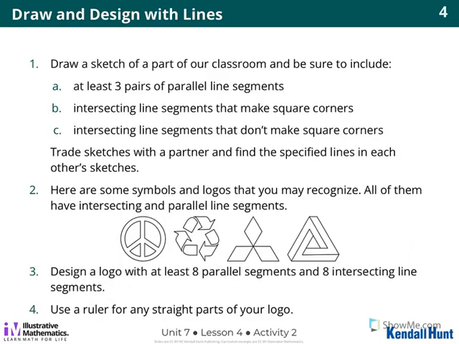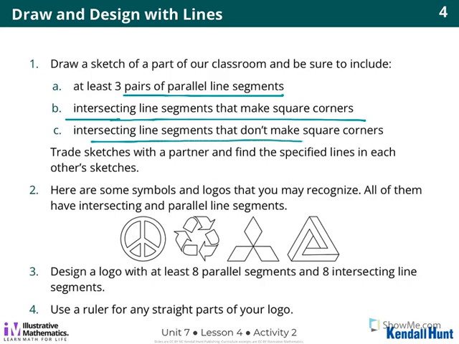All right, we're going to look at activity 2. So you are going to draw a sketch of a part of our classroom. And you're going to include 3 pairs of parallel line segments, intersecting line segments that make square corners. What do we call those kind of lines? Just say it. Perpendicular. Intersecting line segments that don't make square corners.